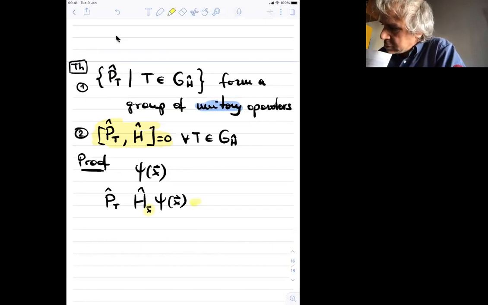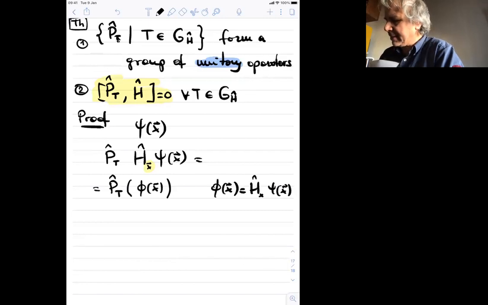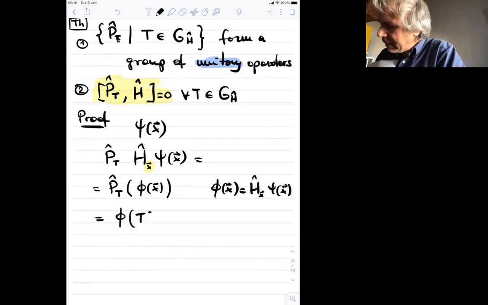So this object here is equal to P_T acting on a function. What function is it? It is a function phi of x. Guess what it is? Phi of x is the Hamiltonian acting on the psi of x. Okay, it's as simple as that. The Hamiltonian in the x variable acting on the psi is a function. This is what I should calculate, the action of P_T on this function, right? But according to my definition, this is equal to the function calculated at T to the minus 1 of x. You remember why, right? It is the definition of P_T.